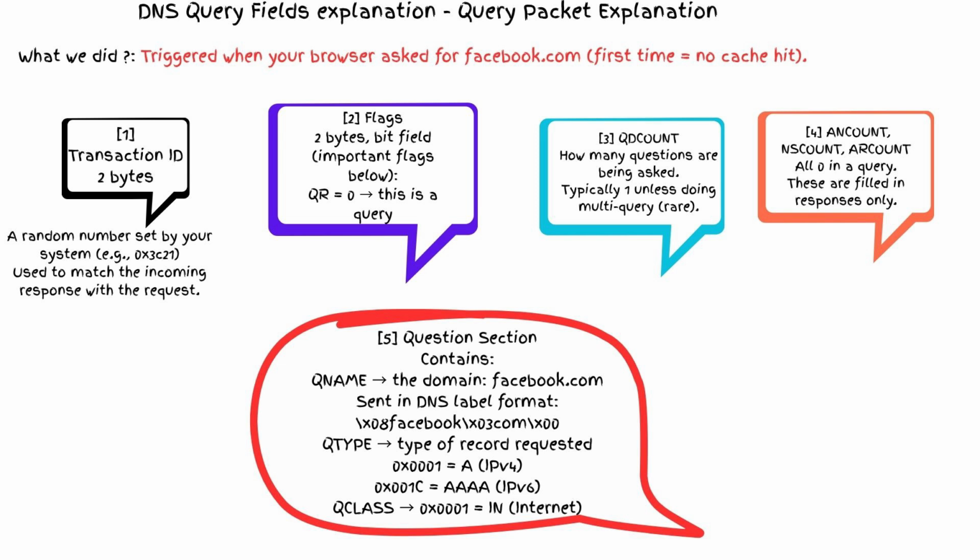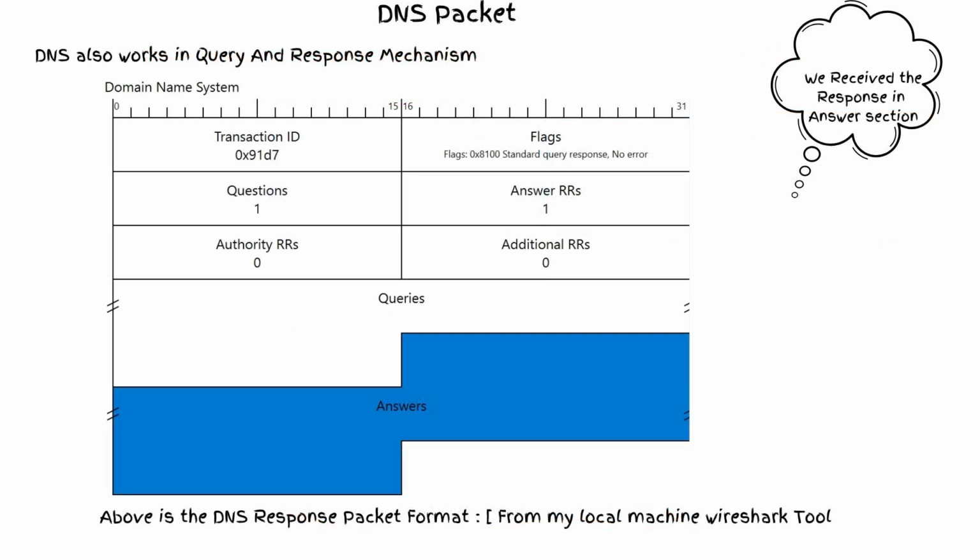Next, very important are the DNS query fields. First, we have the transaction ID. This transaction ID is a very unique number to match each query and response appropriately. Second is the flags. Flags basically tell you if it's a query or a response, whether it requires recursion, etc. The third thing is the queries count, the number of questions being asked. And this is a very important parameter in terms of DNS flood attacks.